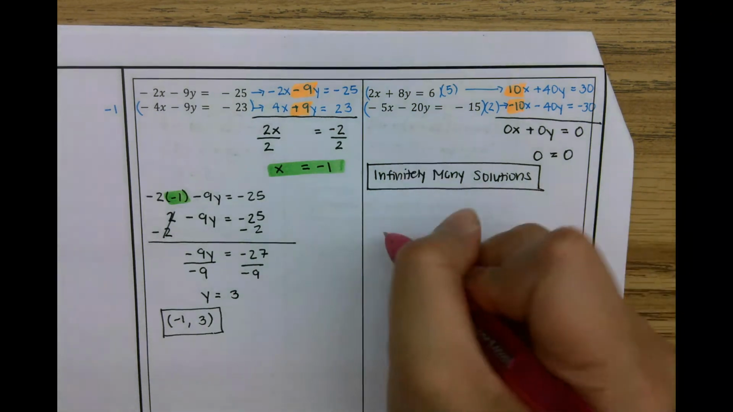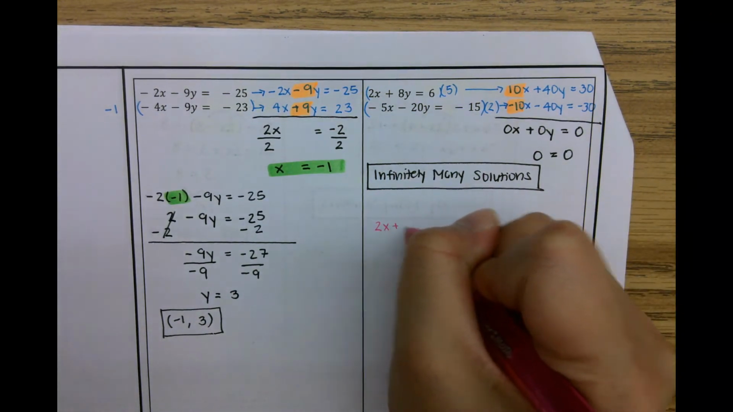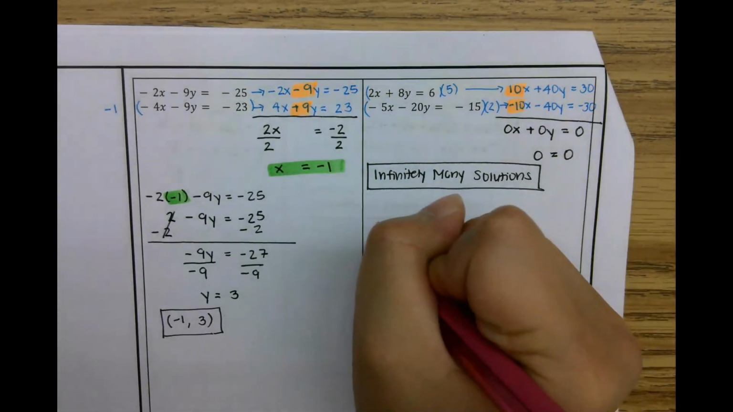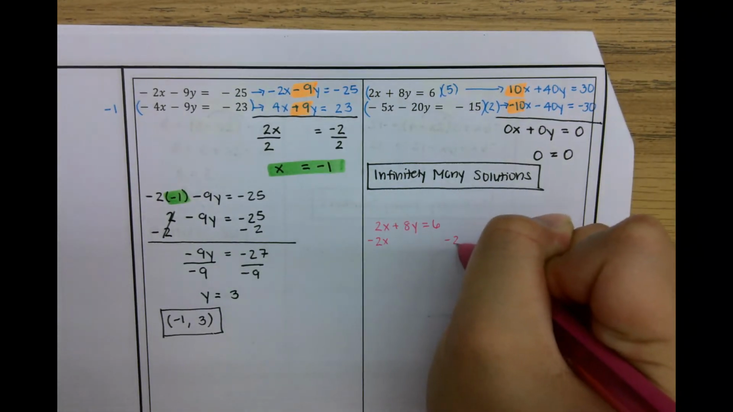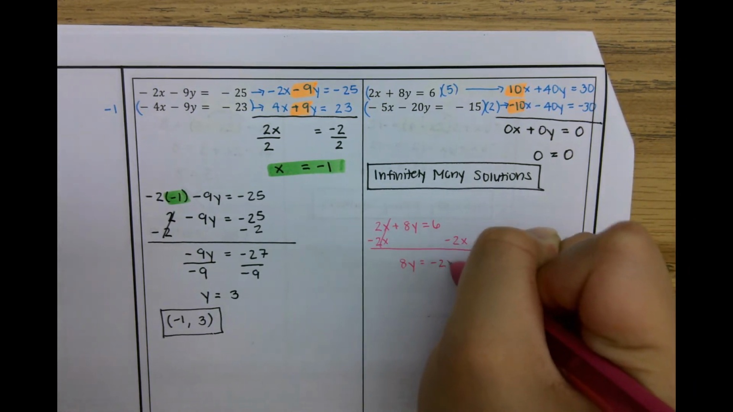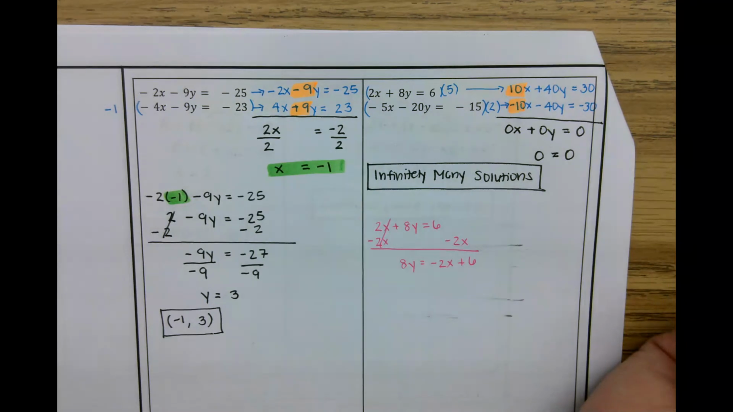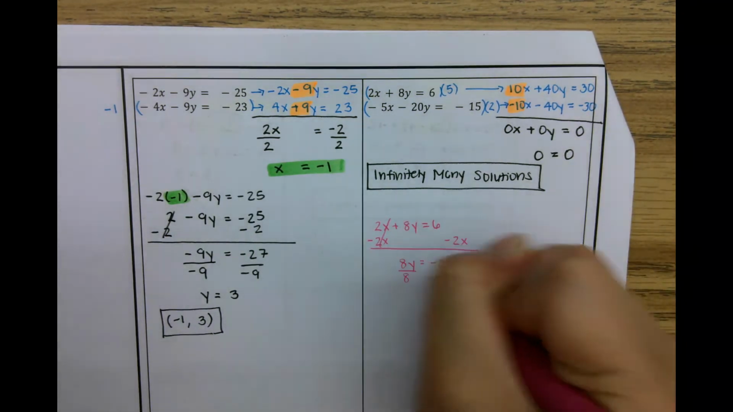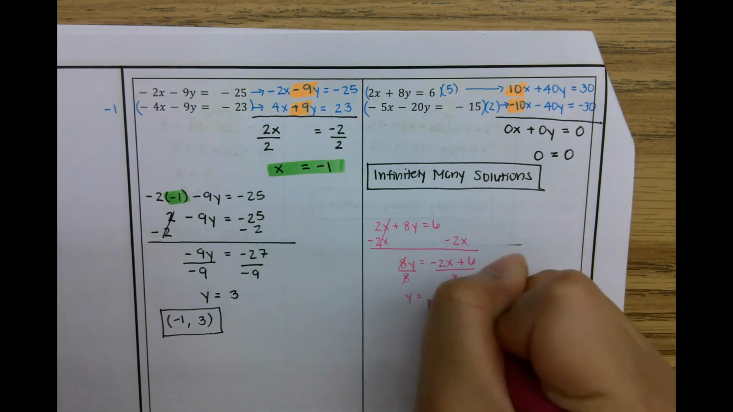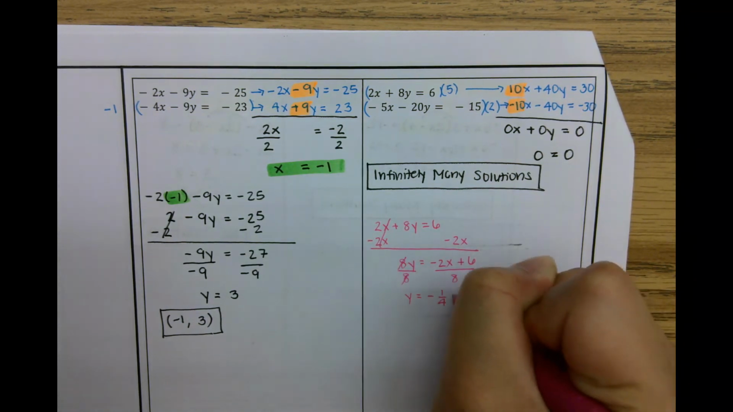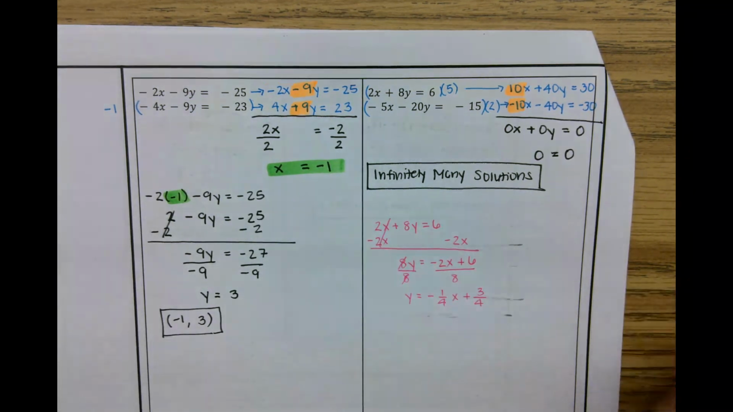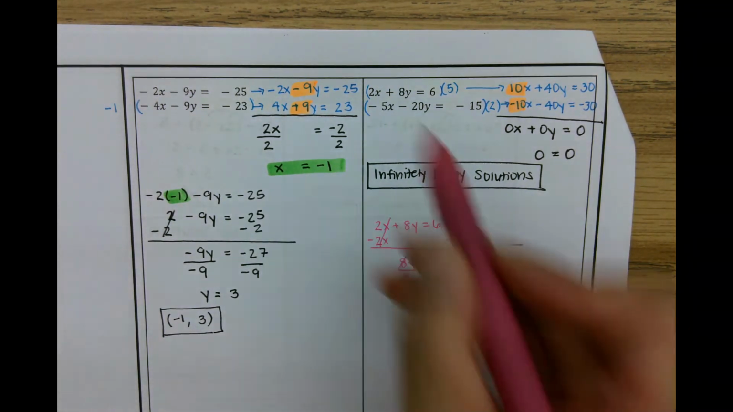Right? So if I took my 2x plus 8y equals 6 and I solved for y, right, by subtracting 2x, giving me 8y equals negative 2x plus 6. Right, and then dividing by 8 to get y by itself. So I get y equals negative 2 divided by 8 is negative 1/4 x. 6 divided by 8 is 3/4. Okay. This is it in slope-intercept form, the first equation.